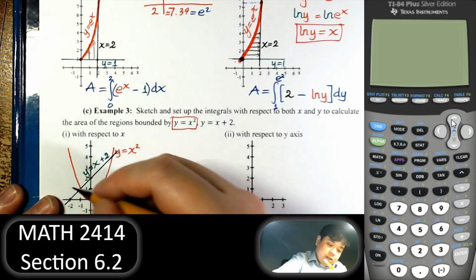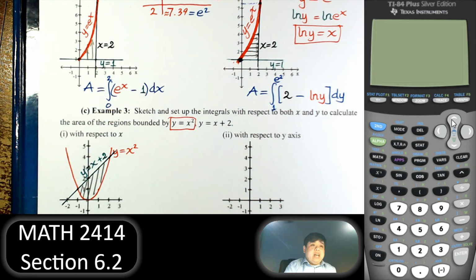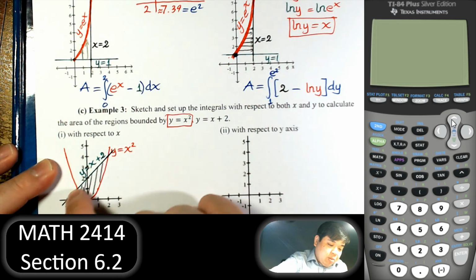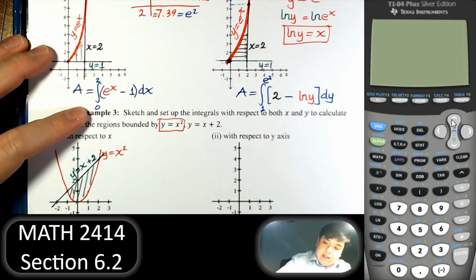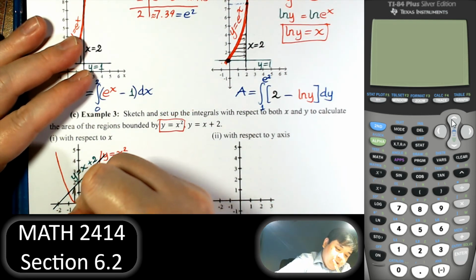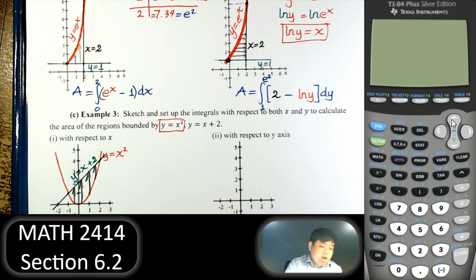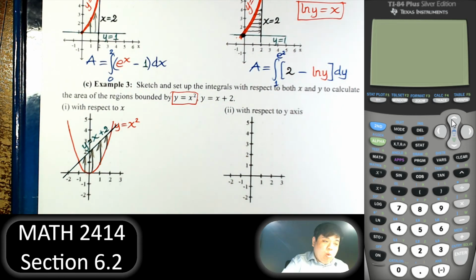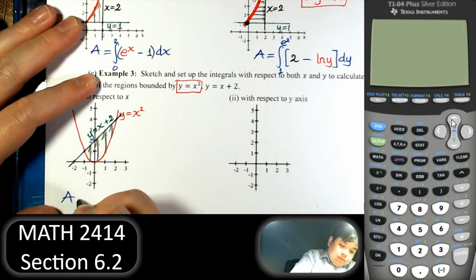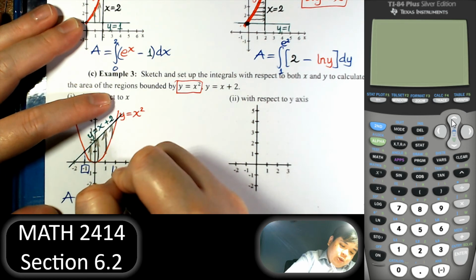So we talk about this area. So now if we use dx, we need the vertical component, upper function minus lower function. So this region is bounded above by that. So the function above is x plus 2, the function below is x squared. So we just have 1 on the top, 1 on the bottom. That's why we only need one integral. From -1 to 2.